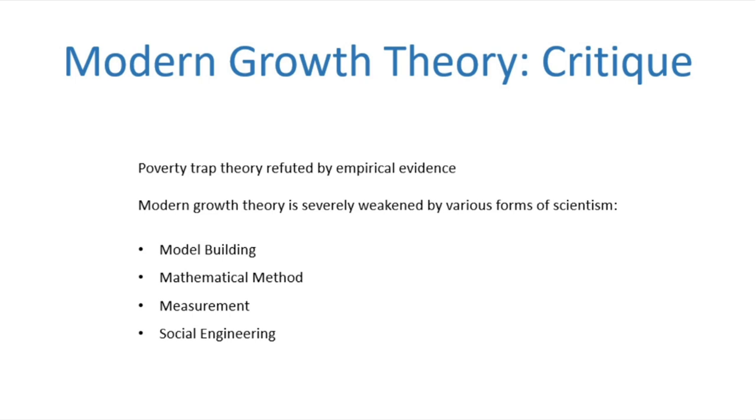P.T. Bauer noted this in the 1960s even, writing an article on the vicious cycle of poverty, where he noted that the existence of more developed countries right now, per se, refutes the poverty trap. Right? I mean, we did develop somehow before foreign aid. How is that possible, right, if the poverty trap theory is true?